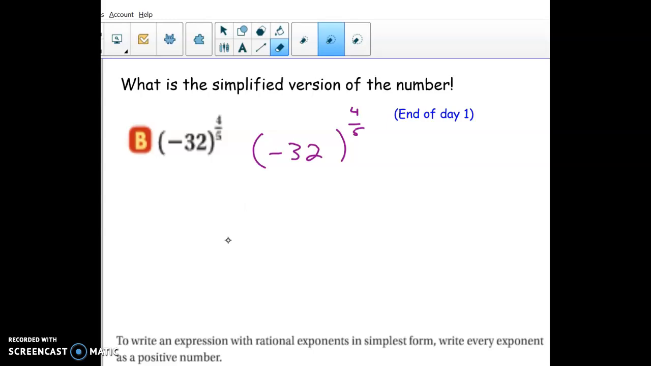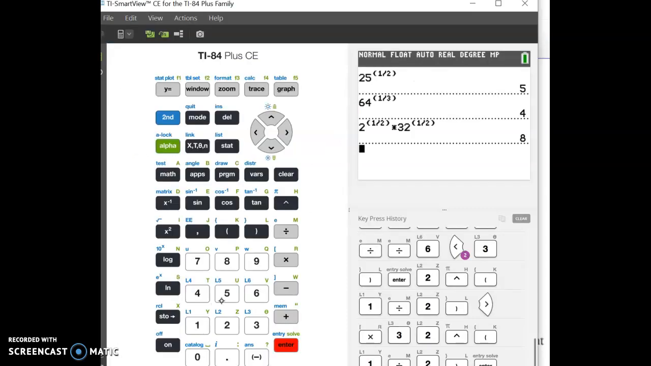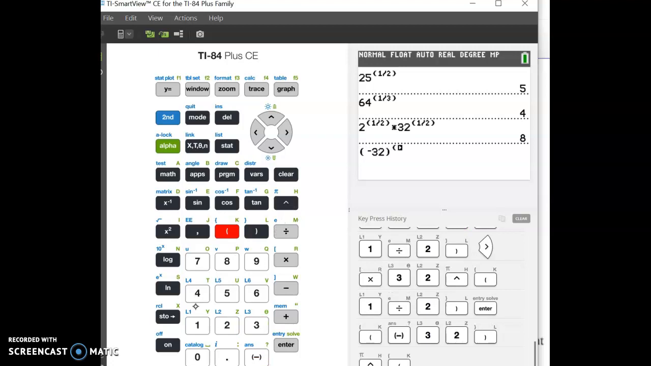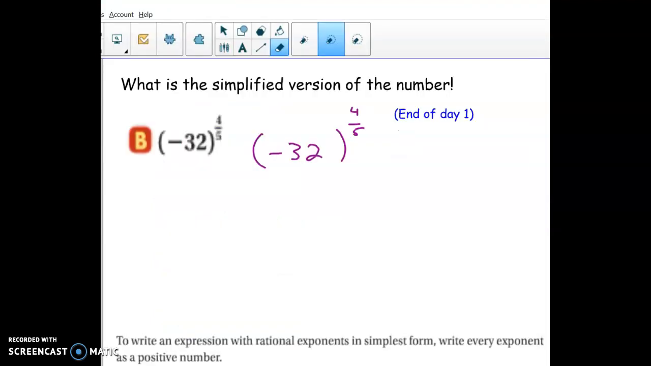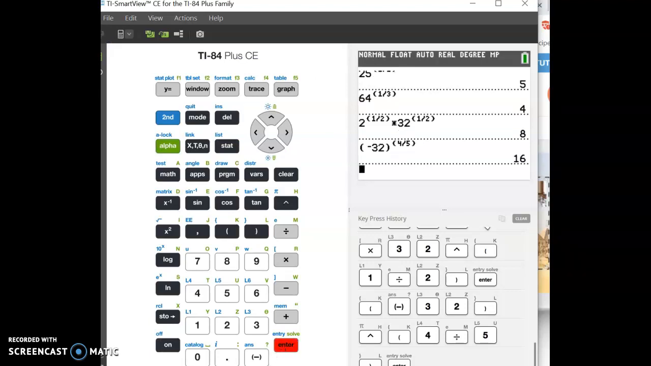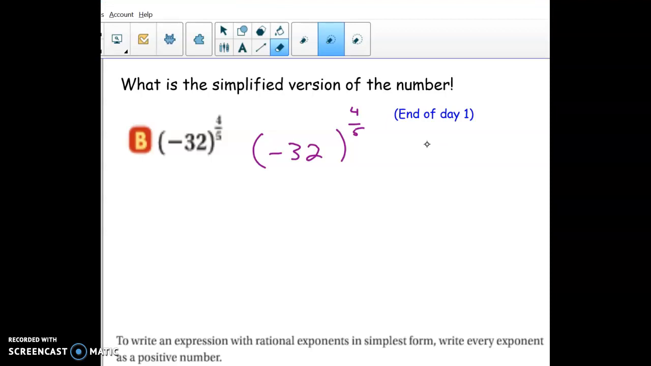All right, first thing on this is to realize you can just do it straight on your calculator, as long as you use the parentheses for the negative. So I can do parenthesis negative 32, close parenthesis, raise it to the 4/5 power. I think that's the right exponent. Yep. Then enter, I get 16. So this certainly would be equal to 16. That's probably the easiest way.